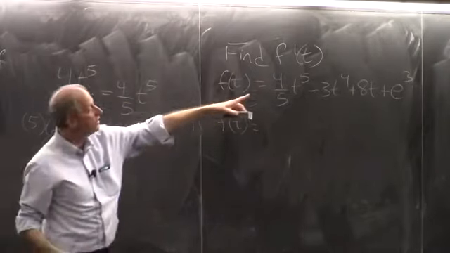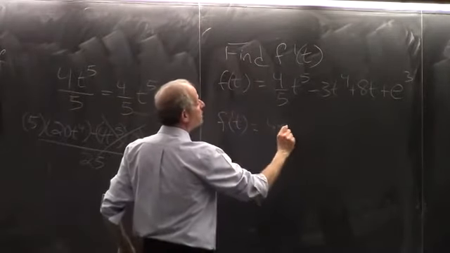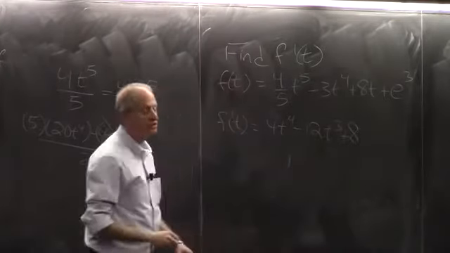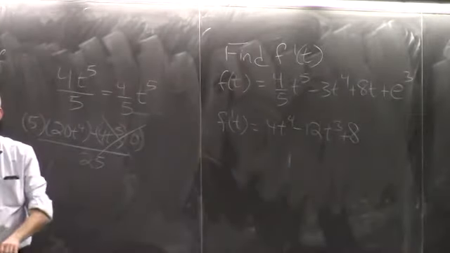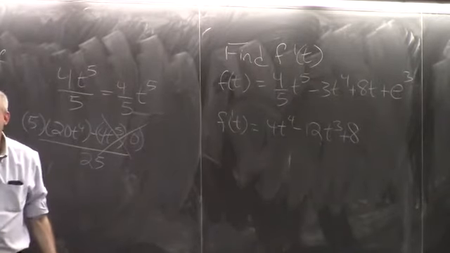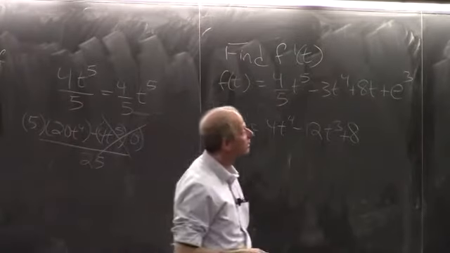All right? So here, the derivative is 4t to the 4th minus 12t cubed plus 8, because what's the derivative of e cubed? 0. What's the derivative of log of 3? What's the derivative of pi? Good. All right.